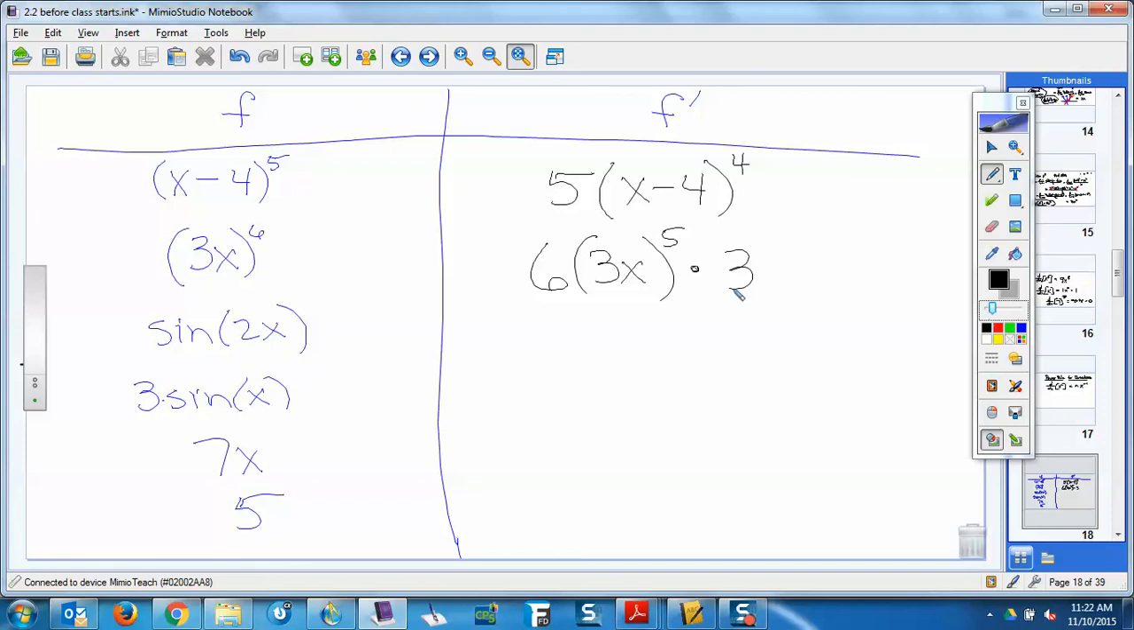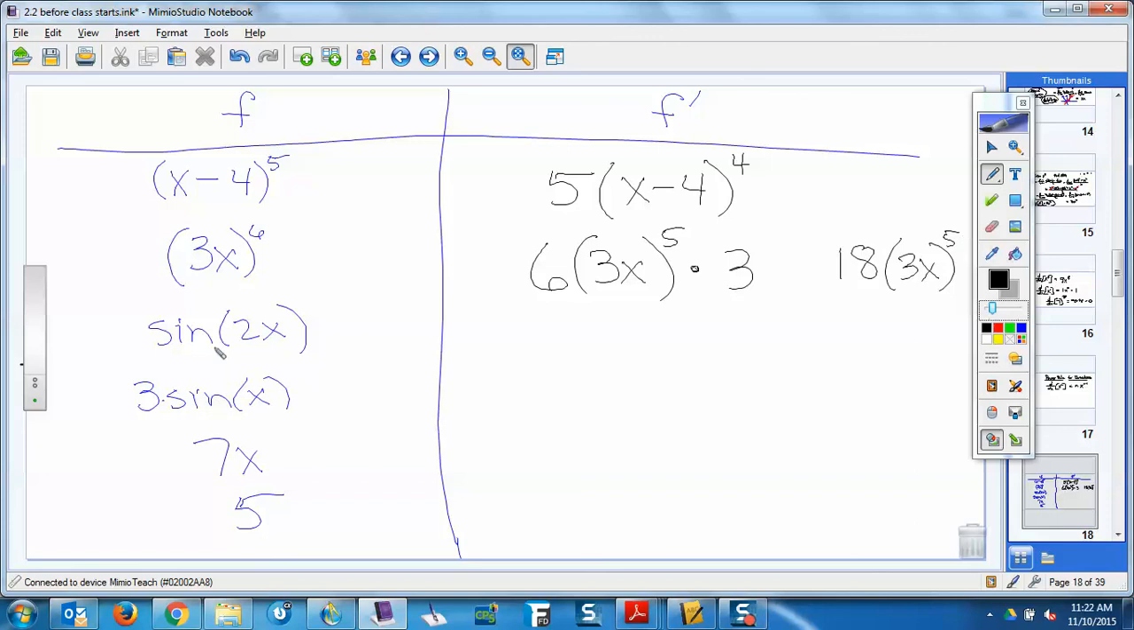Think of a parabola, right? You get skinnier, you get steeper. So whatever that number's on the inside, it stays on the inside, but we have to kick out a multiplier by that amount too because the slopes are getting steeper. And so then you would probably write this as 18 and then (3x)^5 right there. Okay? So that's the one thing we have to remember.